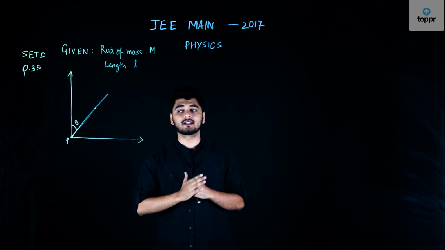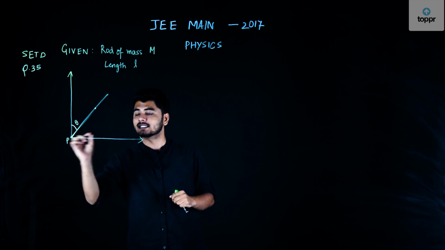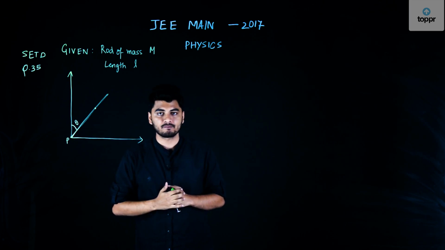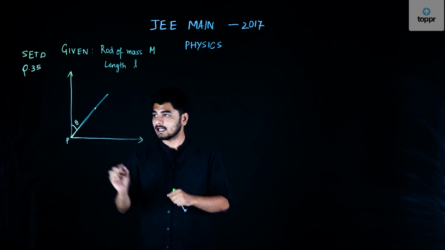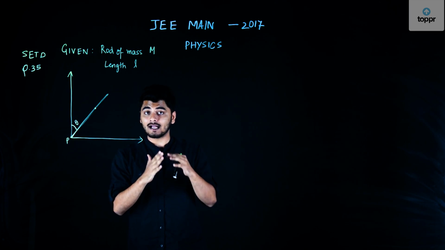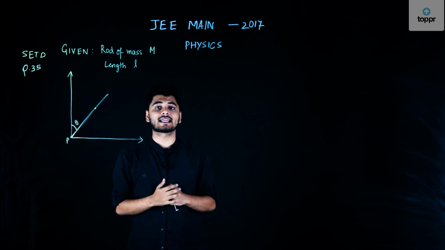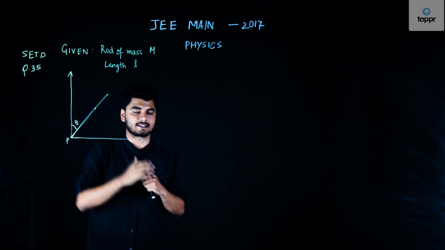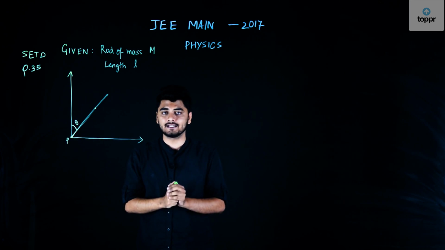In this question we have been given a rod which is pivoted at this point and is free to move along this axis. And we have been asked to find out the value of angular acceleration of this rod if it is free to move along this axis. Now the question is very clear.